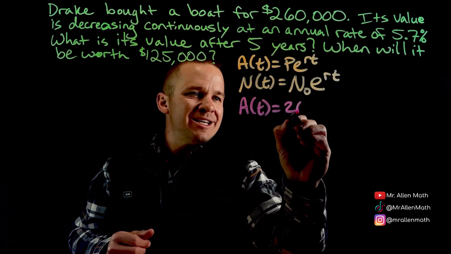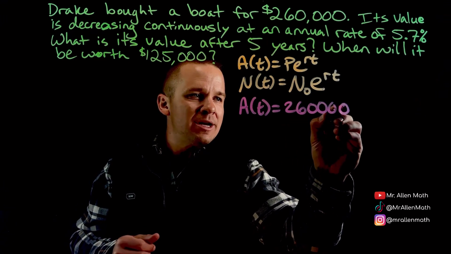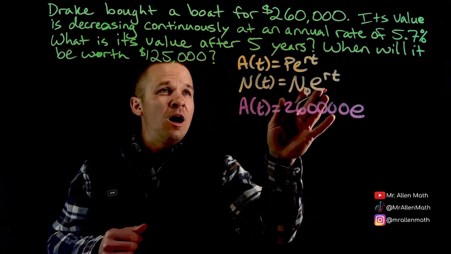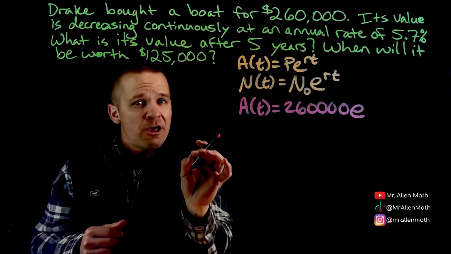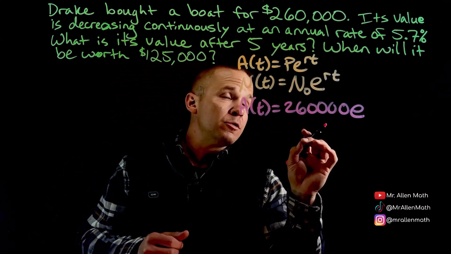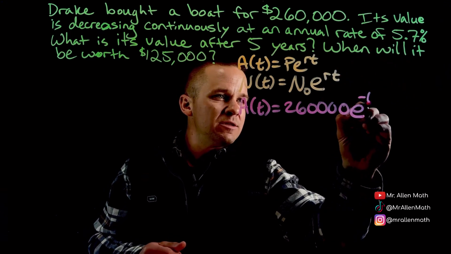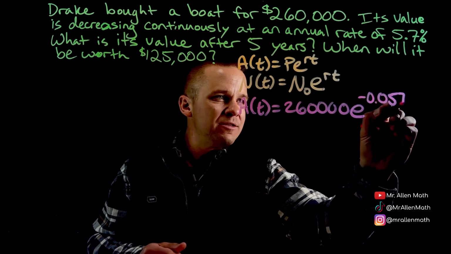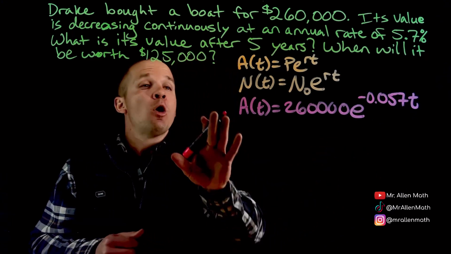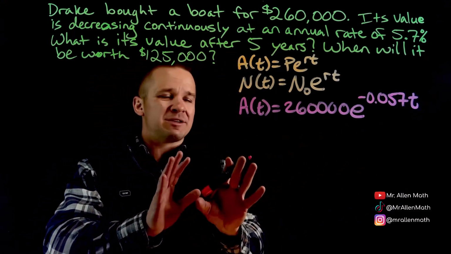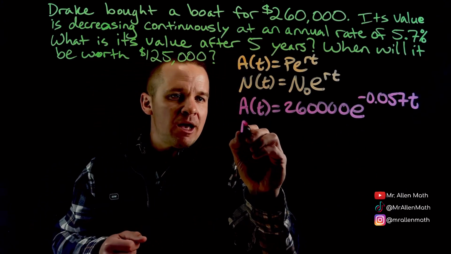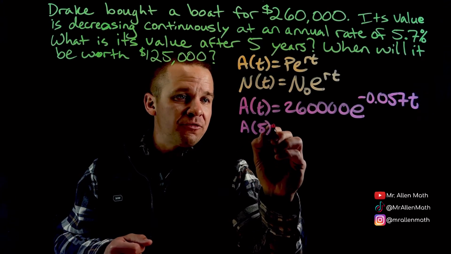We got $260K, so $260,000 e to the r. Now it's decreasing, so it's going to be a negative 0.057. We got to move that decimal 2 places. It's going to be negative 0.057, and we don't know our time. Well, we do know it for the first example, but we got ourselves a nice little equation here, right? So now I have A of 5, so 5 years.